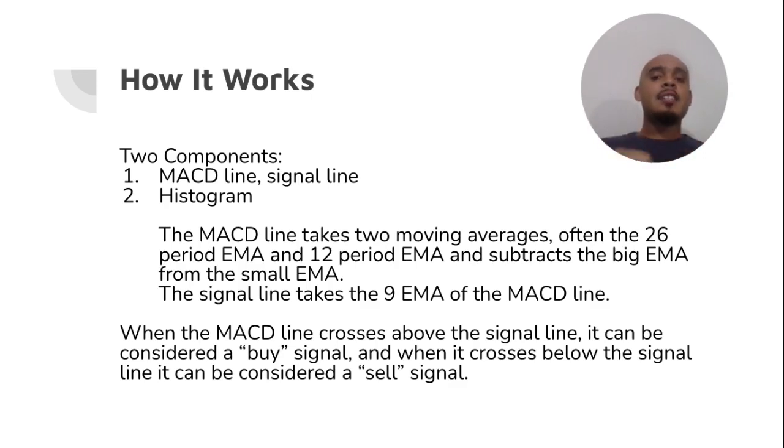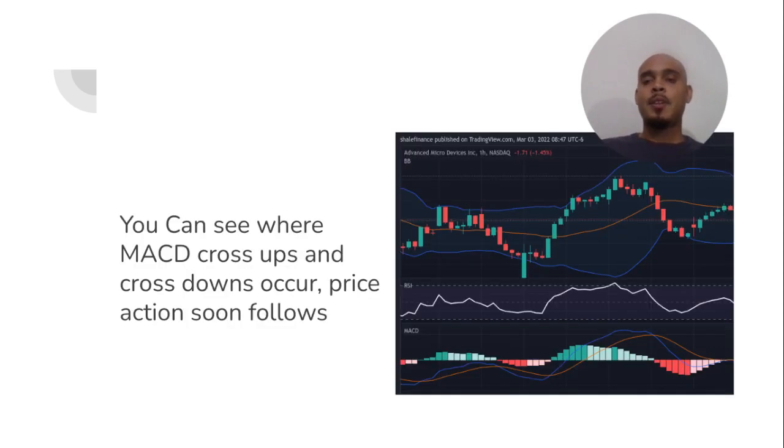The signal line takes the 9 exponential moving average of the MACD line. Okay, so it's a signal line. And so when the MACD line crosses through or above the signal line, it can be considered a buy signal. And when it crosses through or below the signal line, it can be considered a sell signal. Let's take a look at it.